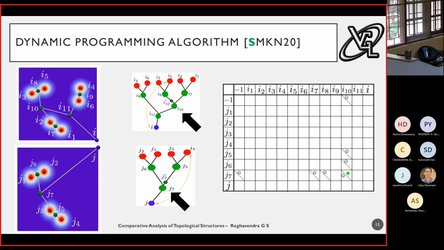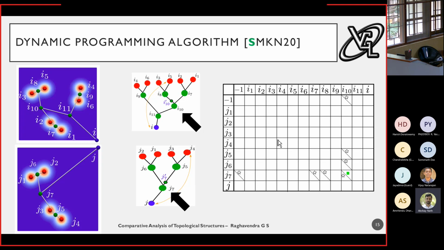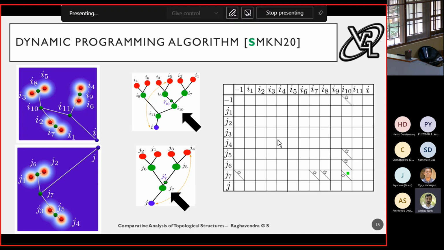The equalization of the dummy internal nodes, is it also to equalize the number of nodes? No, it's not to equalize the number of nodes. So the problem is, here we compare J7 and I10, we get some kind of a distance between these two trees. But the problem is J7 and I10 are not merge trees. They are a subtree of a merge tree.